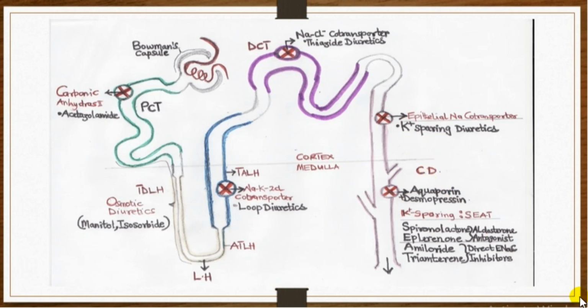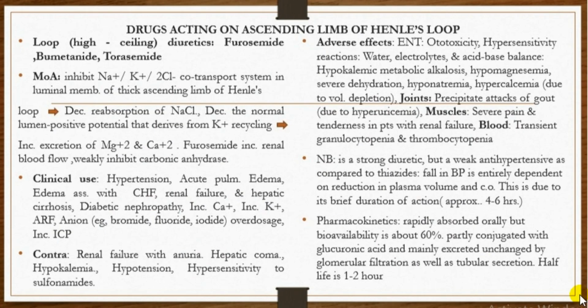Now, let's quickly go through the mechanism of action of these diuretics. Let's start with the drugs which work on the thick ascending loop of Henle, or the loop diuretics. We have the diuretic inhibiting the sodium potassium chloride co-transport in the lumen of the thick ascending loop of Henle.